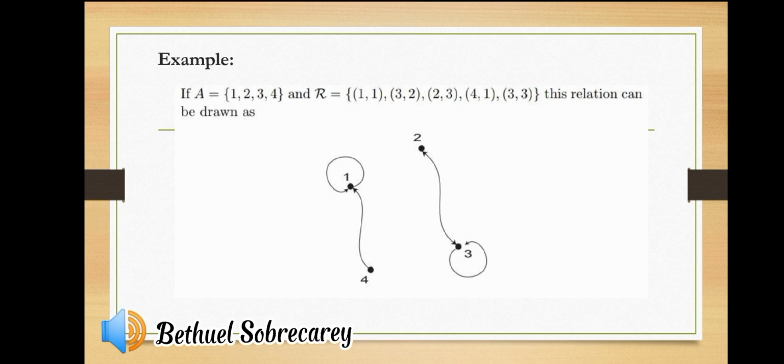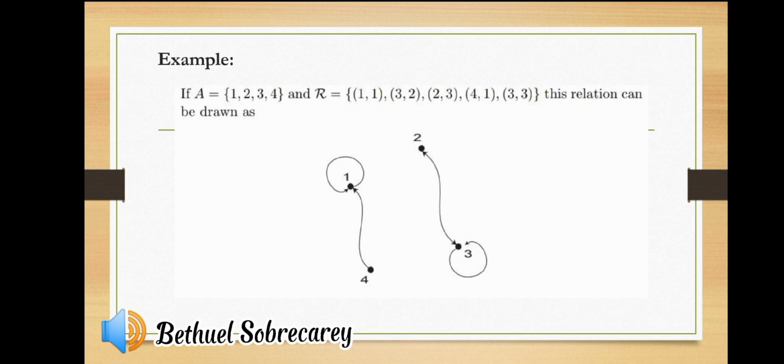This relation can be drawn like this. Okay, just follow the direction of the arrow, where it starts and where it goes. So first we have (1,1). The arrow is like this: from 1, going back to 1. Next we have (3,2). So the arrow from 3 goes to 2. Same process for the others.